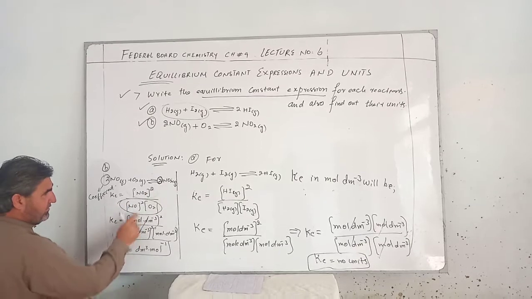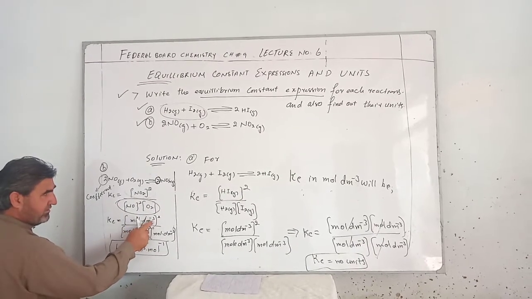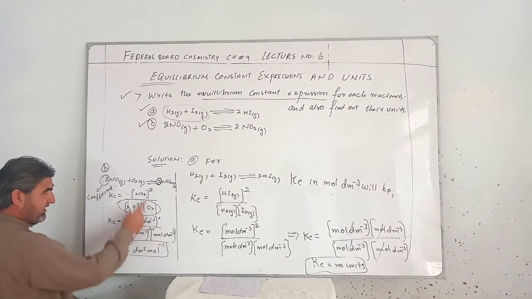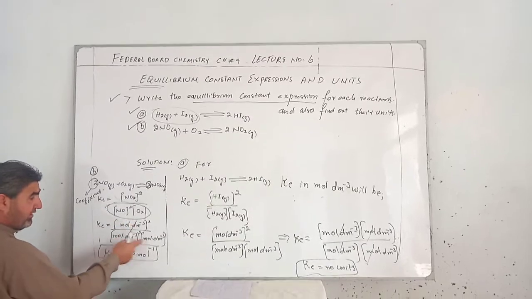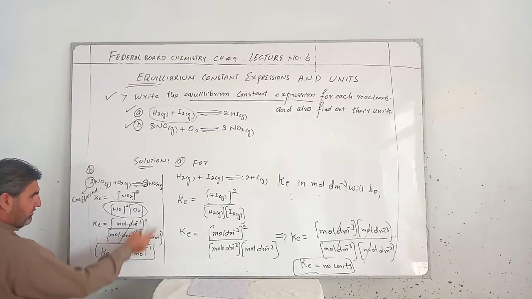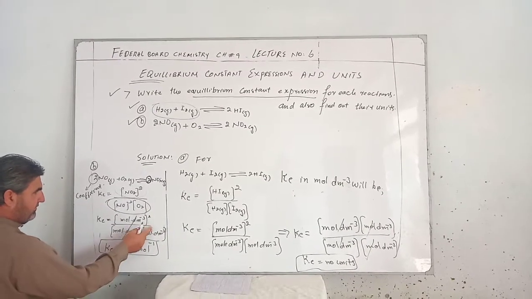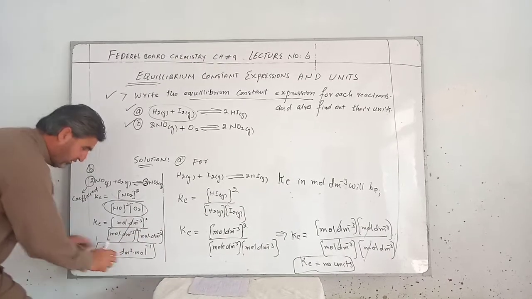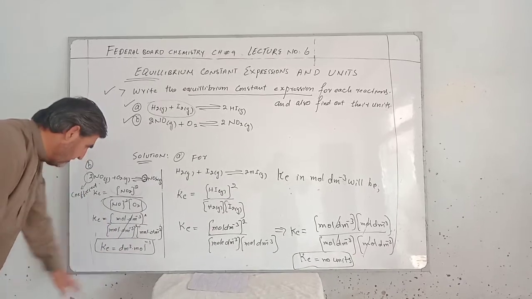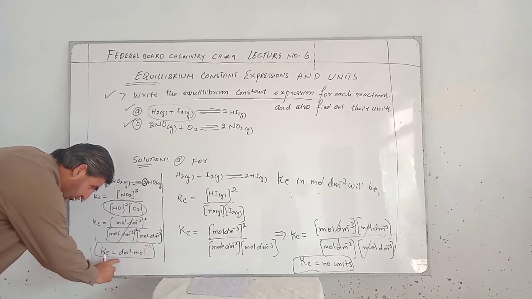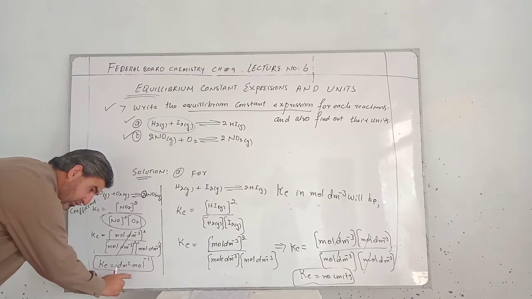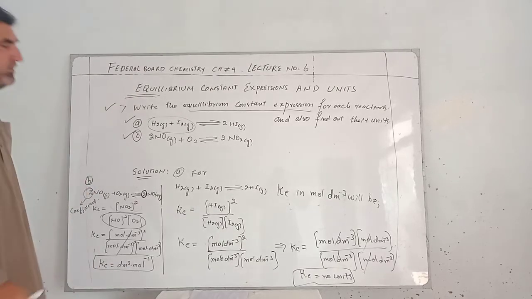So this is a square. We take the concentration in mole per decimeter cube. The square will be in the same place in the reactant and also in the product, so these will cancel with one another, and it has a plus 1 power when we come toward the numerator. So Kc becomes decimeter cube per mole.